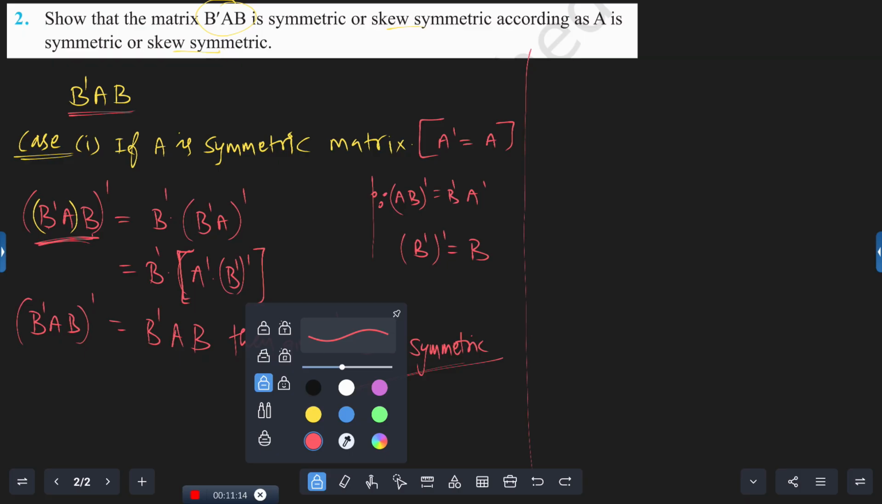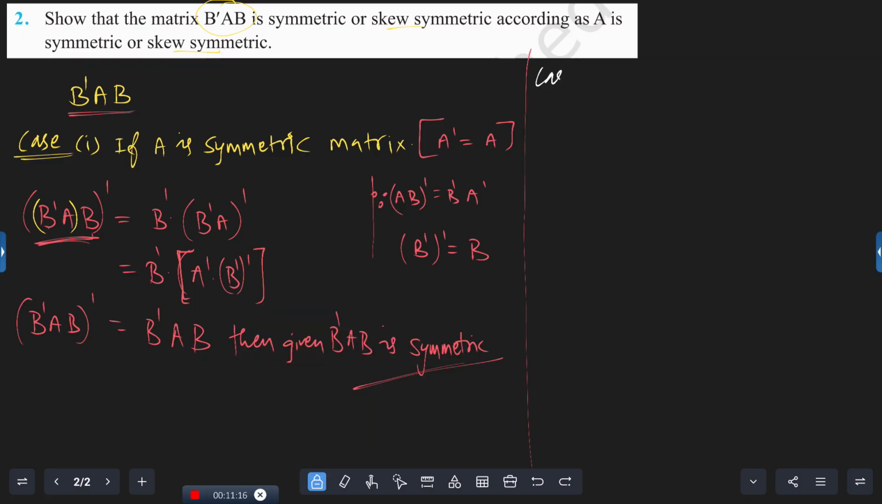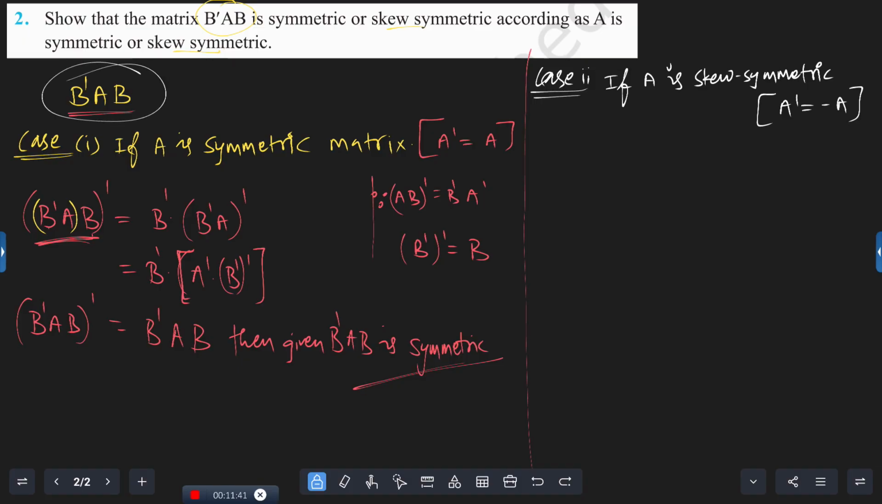Suppose case 2, if A is skew symmetric, then what is the result? When you take the transpose, it will become minus A. Then take the equation, you should take a transpose. Are you getting minus of the equation or not?